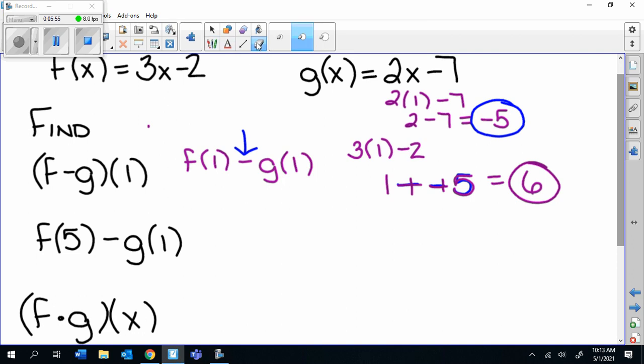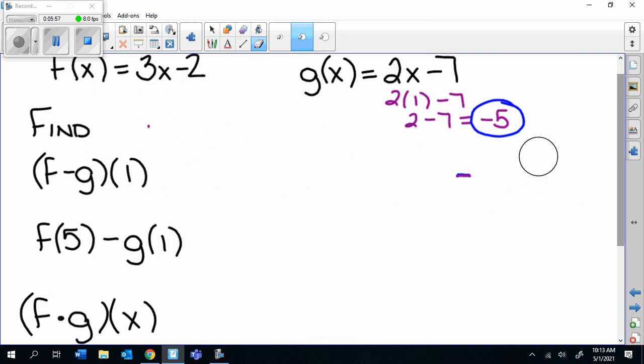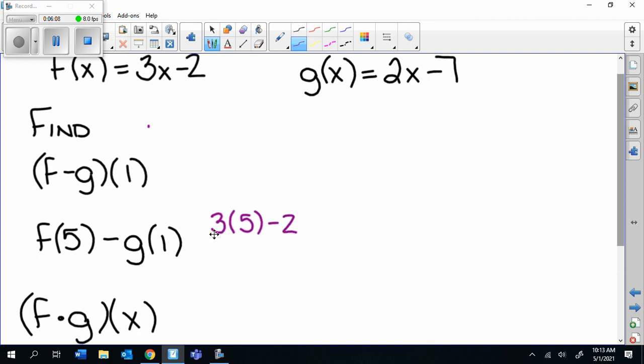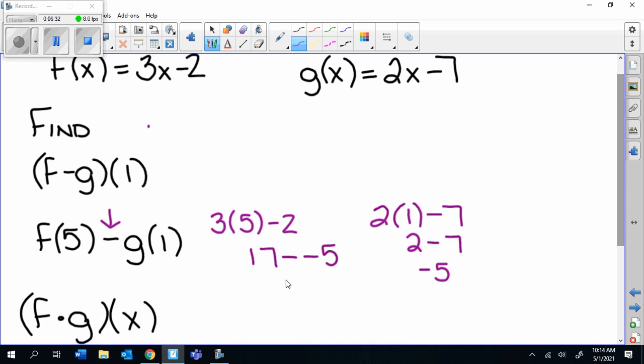Second one. If I substitute in a 5 for f of x, I get 3 parentheses 5 minus 2. So 15 minus 2 is 17. If I plug in or substitute 1 in for x here, 2 times 1 is 2, minus 7 is negative 5. Oh, we just did that one. And once again, I subtracted, and so 17 minus a minus 5 would be a 22.